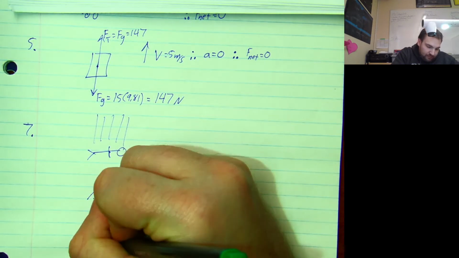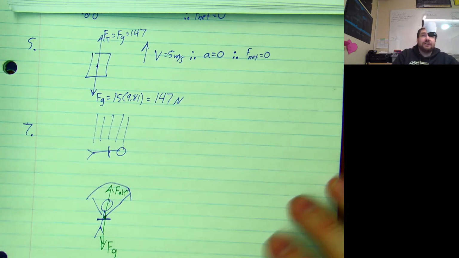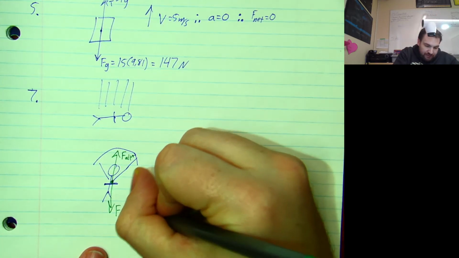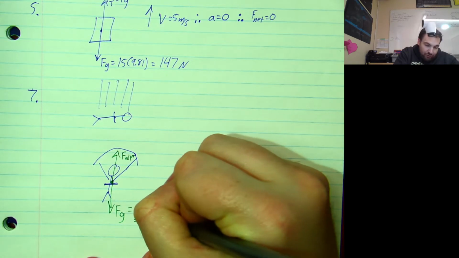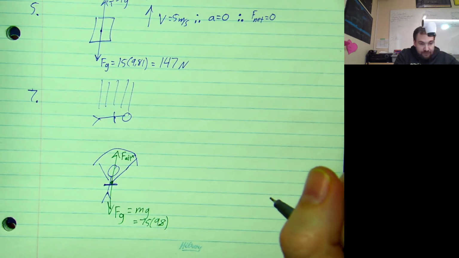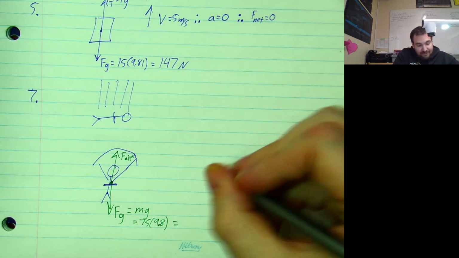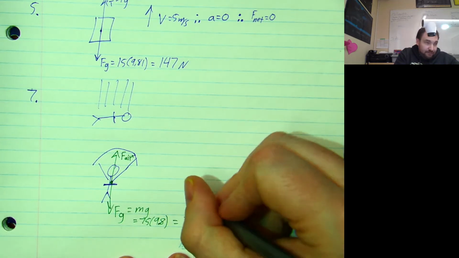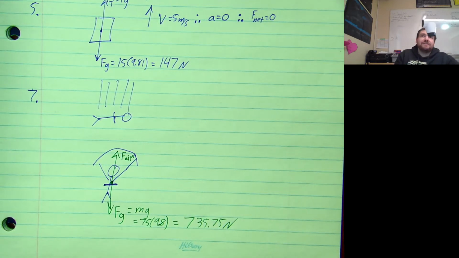What else is acting on our skydiver? Gravity. We know her mass, so we can figure out what this value is right away. Fg. And in the moment the parachute opened, the acceleration is 0. So, nope, it's going to get real big very quickly. 735.75 newtons, allegedly. That's her weight, rather. Yeah, 735.75 newtons. Okay, cool. So that's Fg.